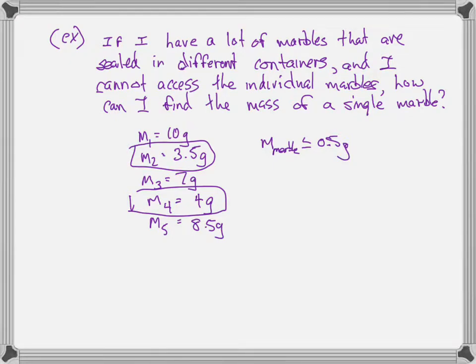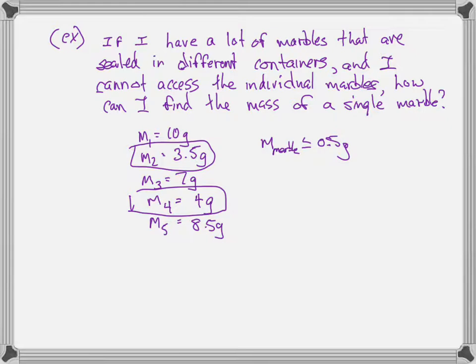How is that helpful? Because the mass of the marble could be 0.1 grams, and there could be 5 more marbles in container 4 than there are in container 2. Well, that is true. That's why we want to increase the number of containers. Instead of doing 5 containers, let's do 1,000 containers.